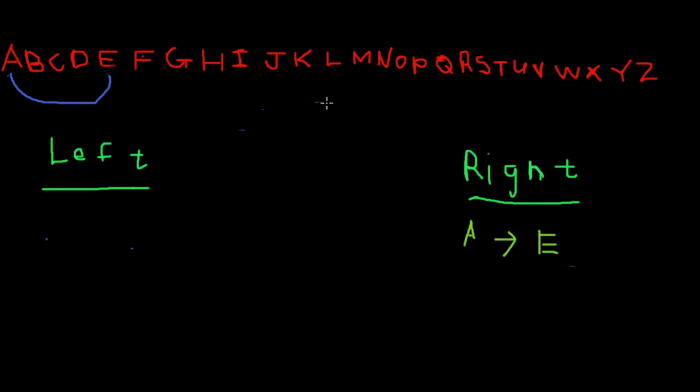Let's shift L to the left 5 times. So that would be 1, 2, 3, 4, 5. And how I got to G was that I counted the letters before L 5 times, and I got G from that. So L shifted to the left 5 times would be G.